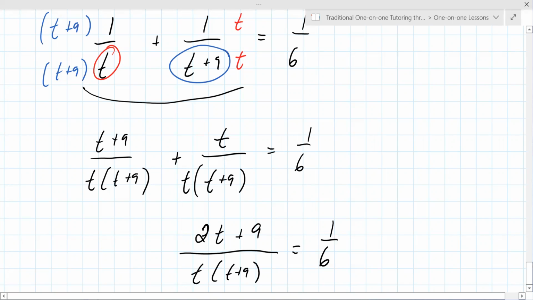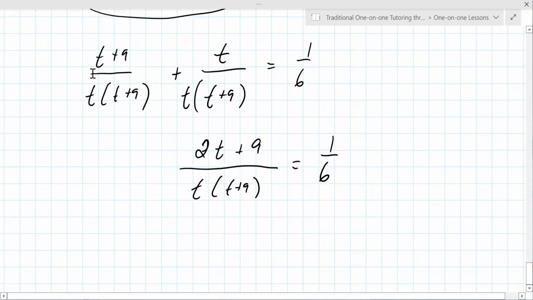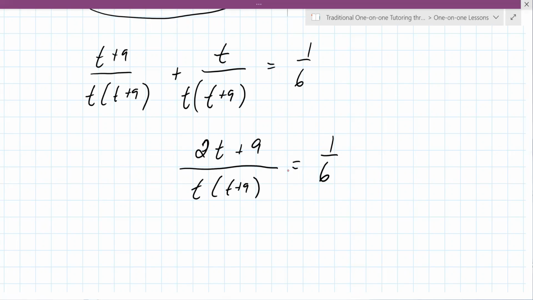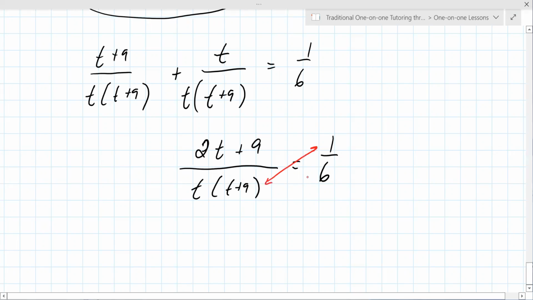Now from here, let me just be careful. It's keep the bottom, combine like terms in the top. From here, this is where I like to cross multiply. So I like to diagonally multiply here, like that. Have you seen that before? Is that okay? Yes. Okay, so it's 6 times 2T plus 9 equals 1 times T plus 9.